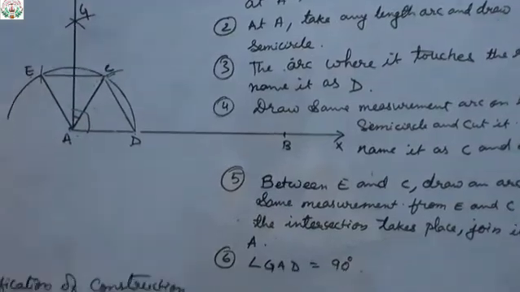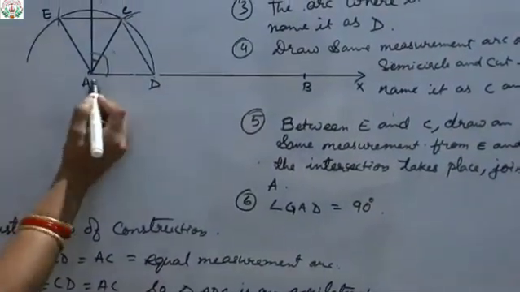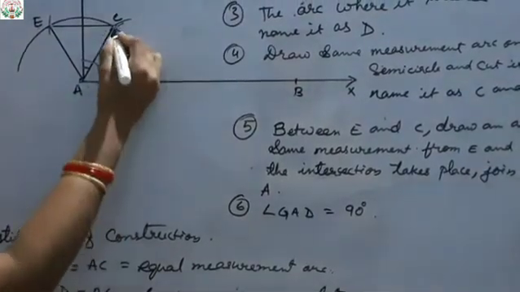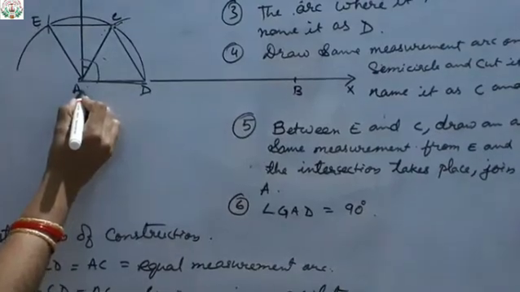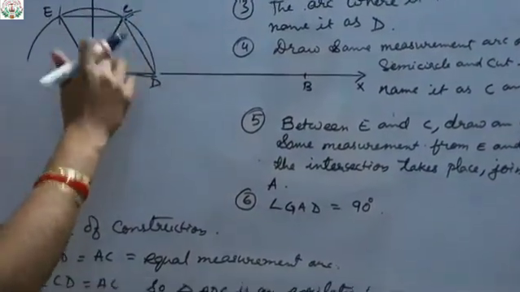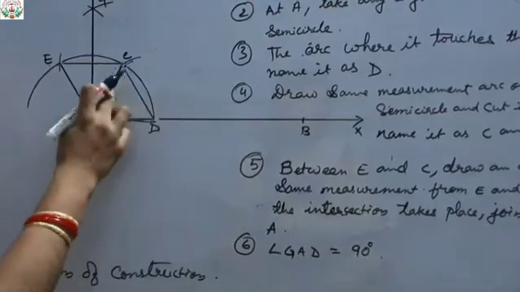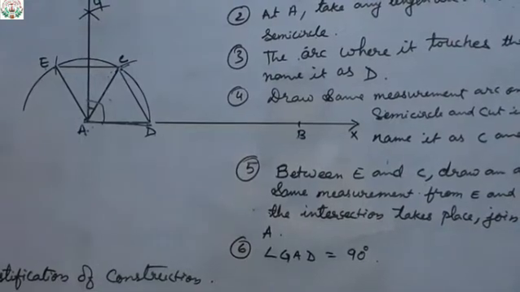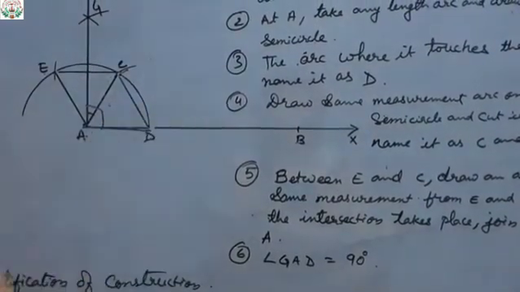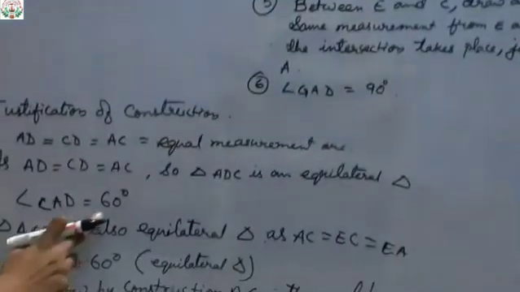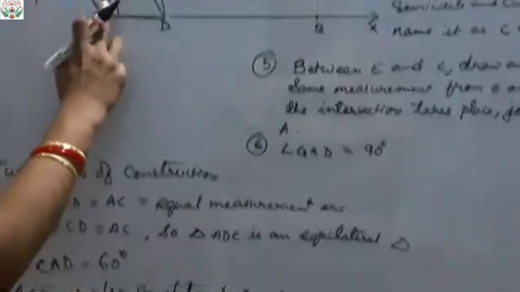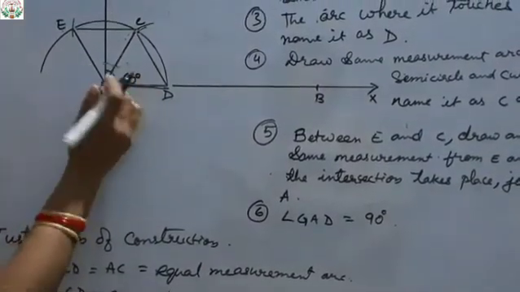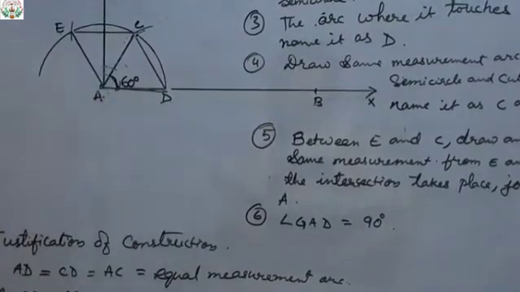Now for the justification of our construction, we know that AD equals CD equals AC, because we have taken the same measurement arc. Clear? If the sides are equal, the angles also will be equal, so it will be an equilateral triangle and each angle will be 60 degree. Therefore angle CAD equals 60 degree. This small angle is 60.